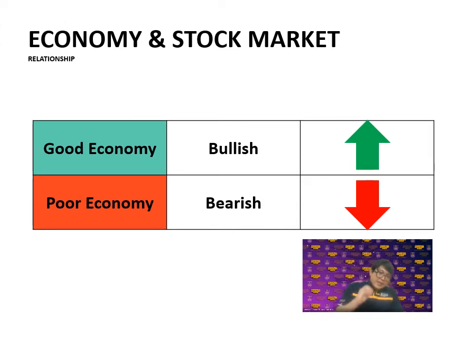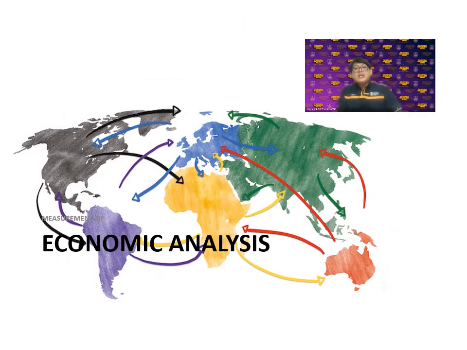So we can simplify that during a good economy, the stock market is going to be bullish. And in poor economic conditions, the stock market is going to be bearish. So what do we look at when we do the economic analysis? We refer to the macroeconomic factors or variables. Okay, so economic growth can be analyzed by GDP.